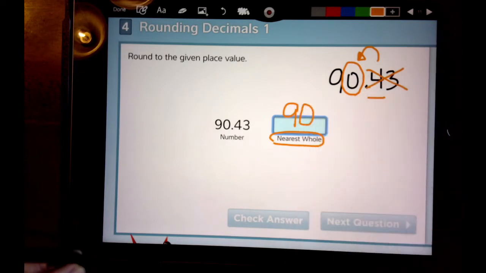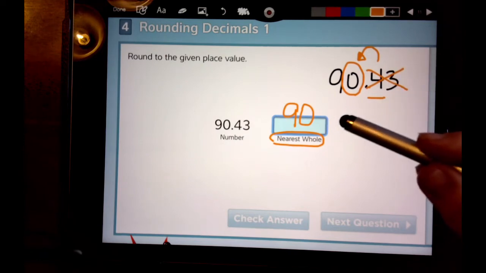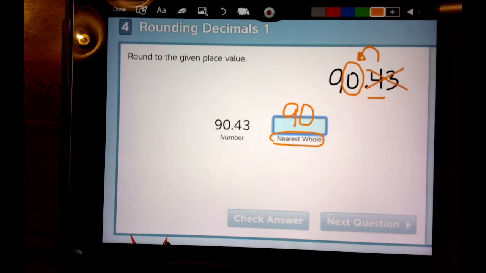If you type in 90.0, Vmath is a computer program, so it only has certain answers in there. It will count it wrong. So make sure that you drop the decimal point and the 0 when you're rounding to the nearest whole number.